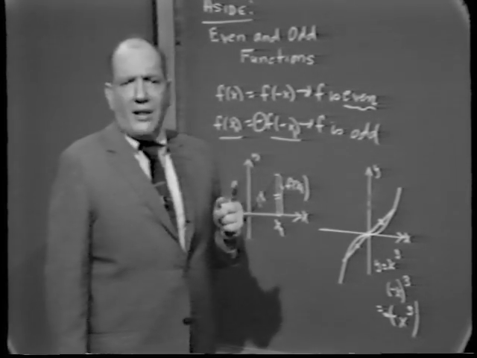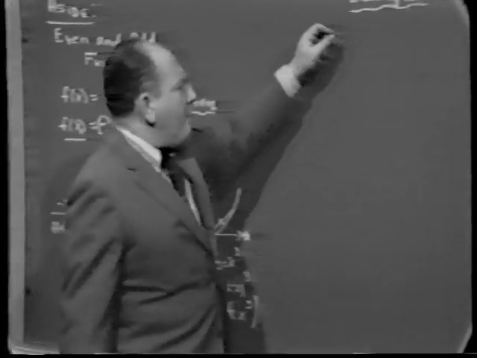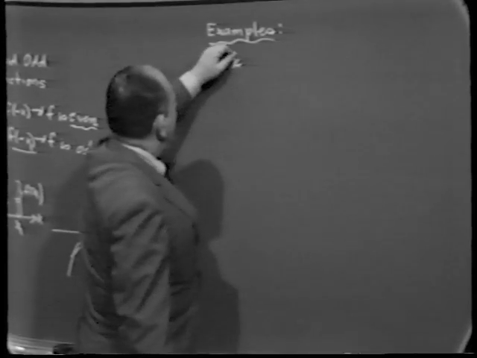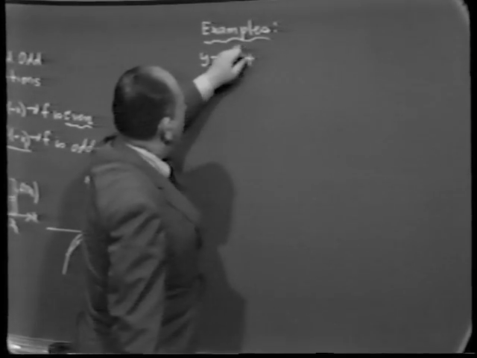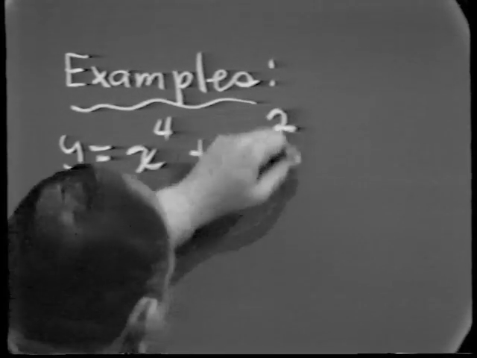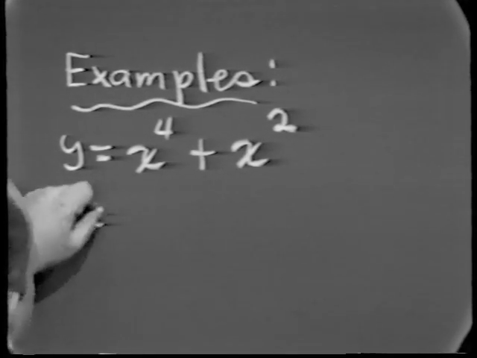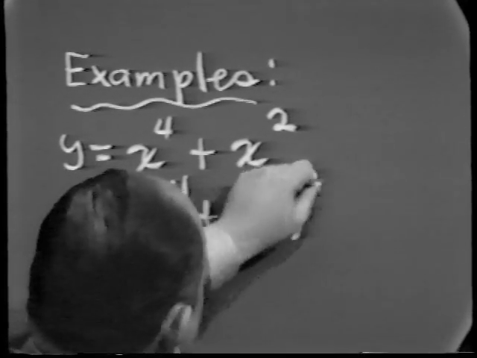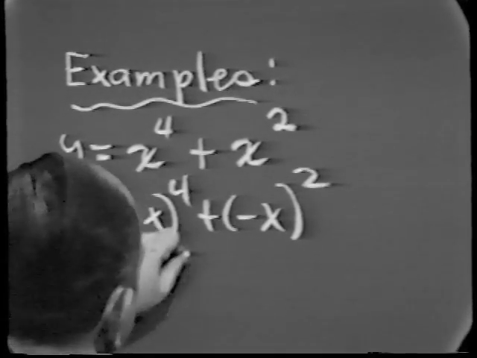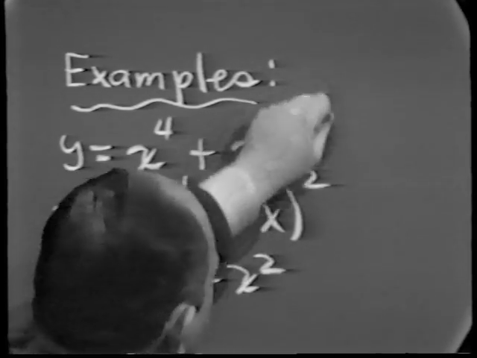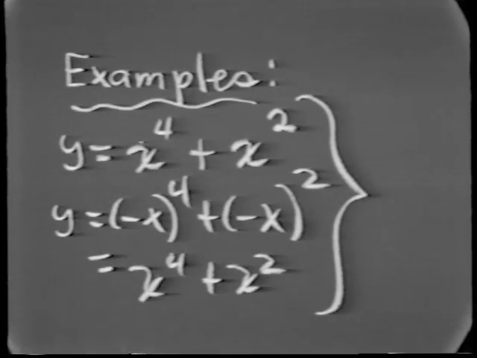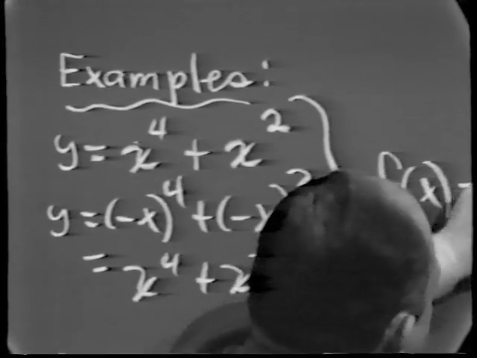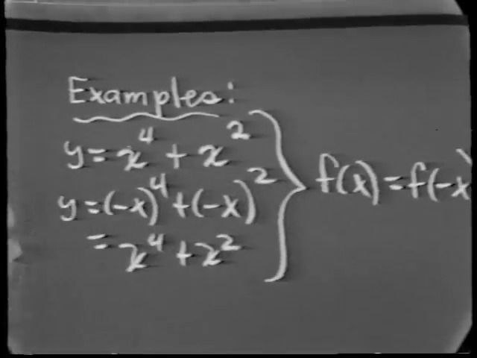The exponent was odd. And by the way, there are other examples, but for the time being, notice something like, say, y equals x to the fourth plus x squared. If I replace x by minus x, I get back the same thing. In other words, here's a case where y equals f of x is the same as f of minus x.